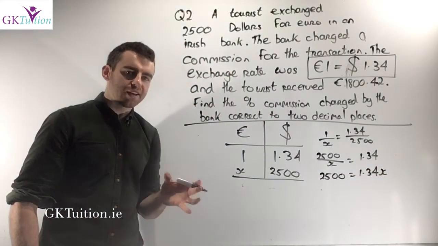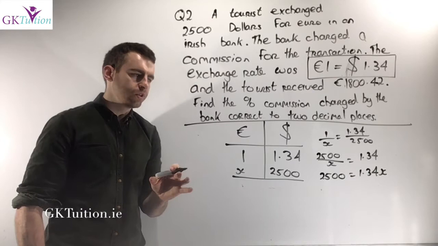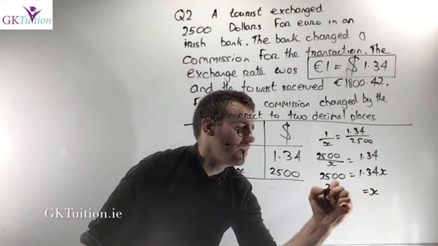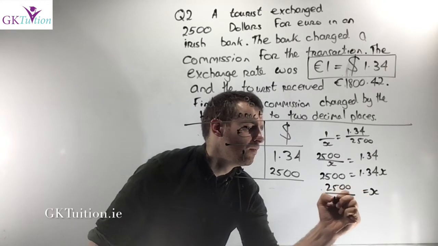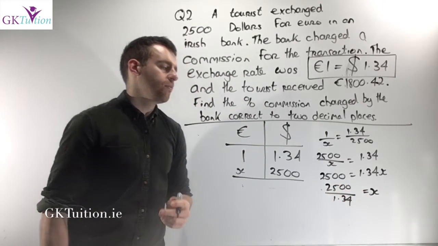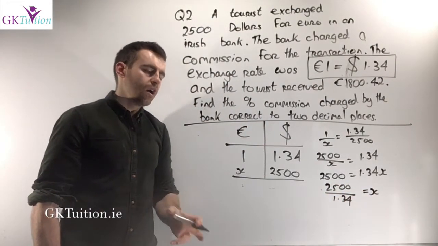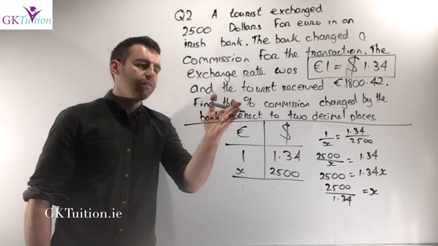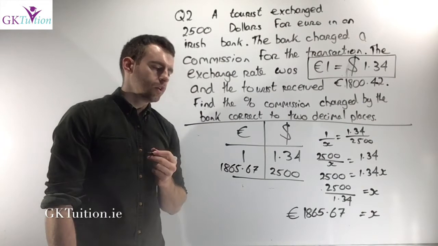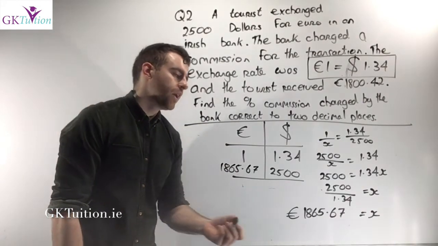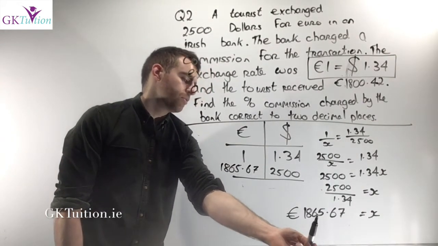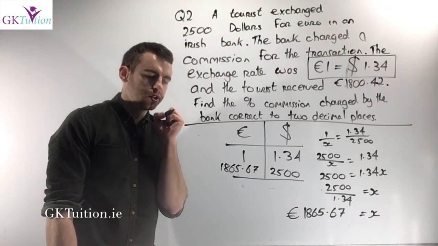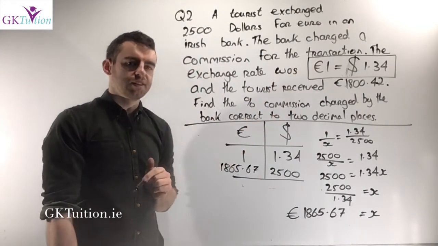And in order to get x on its own, I'm going to divide both sides by 1.34. That allows me to say that x is equal to 2,500 divided by 1.34. And if I plug this into my calculator, I'll be able to work out the amount of money the tourist would have received if there had been no commission whatsoever. So if we plug this into our calculator, x works out as €1,865.67. That's how much the tourist should have gotten based on this exchange rate.